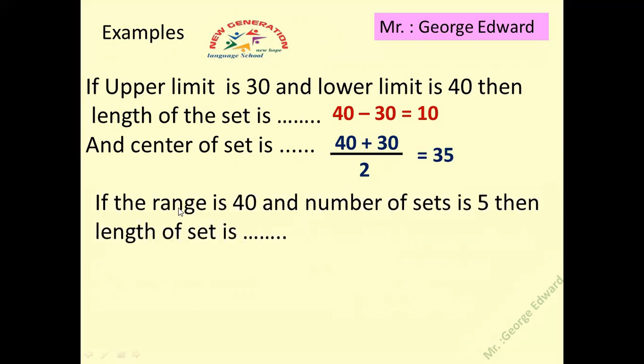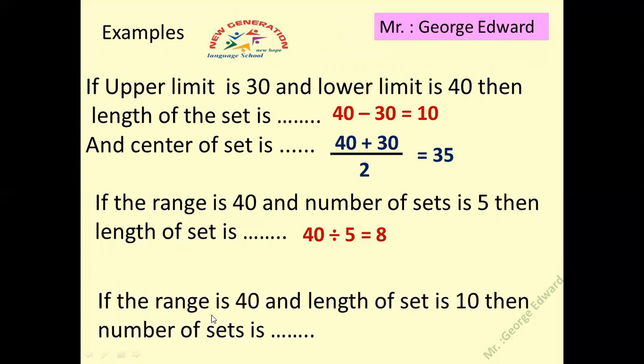Another example, if the range is 40 and the number of the sets is 5, then the length of the set is, excellent, range divided by number of the sets, 40 divided by 5 equals 8. The last example, if the range is 40 and the length of the set is 10, then the number of the sets is, excellent, 40 divided by 10 equals 4.